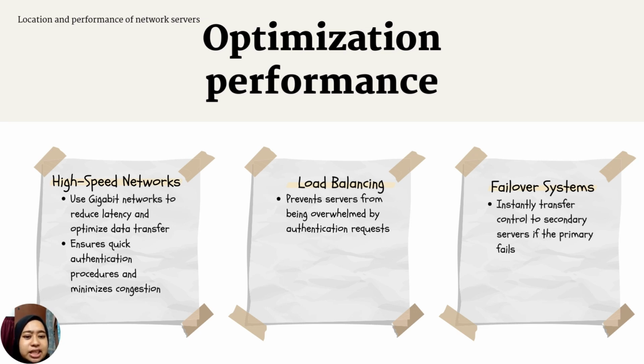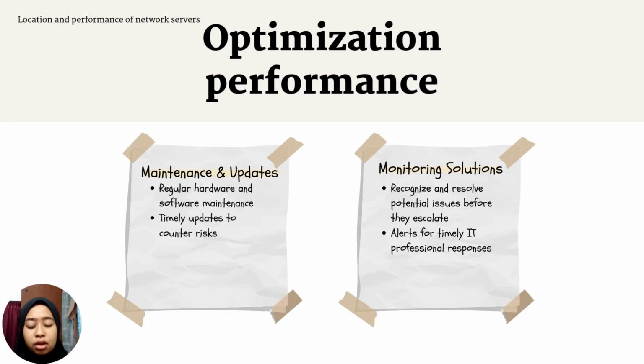Failover systems instantly transfer control to secondary servers if the primary fails. Furthermore, maintenance and updates: regular hardware and software maintenance, and timely updates to counter risk. Lastly, monitoring solution. It recognizes and resolves potential issues before they escalate, and alerts IT professionals for timely response.